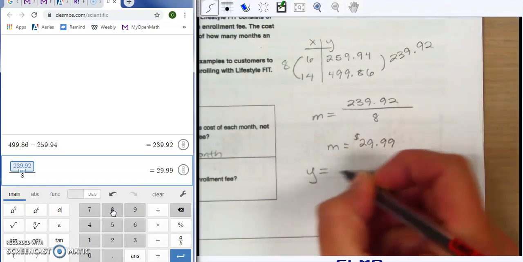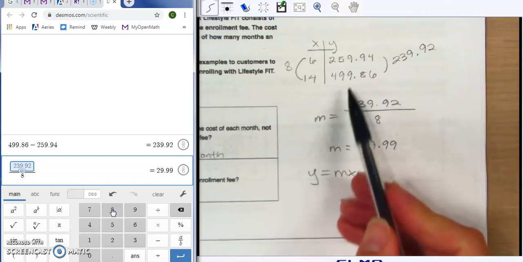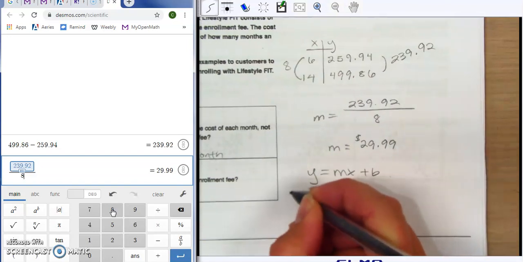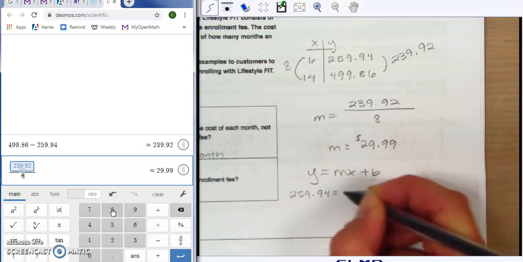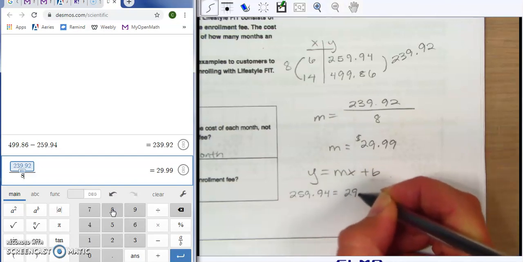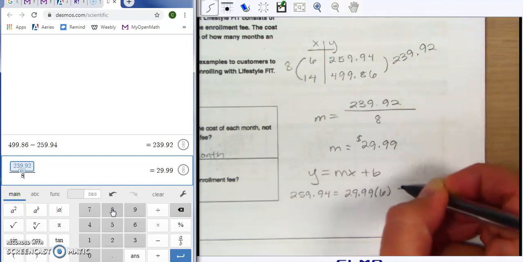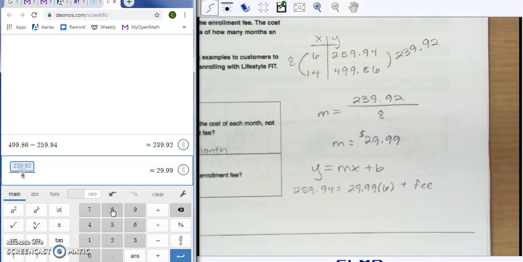And let's figure out that startup fee by plugging in what we know. Remember, we can plug it into y equals mx plus b. Let's choose one of the y values, one of the total costs. Let's see, let's choose this one because it has smaller numbers. So that would be $259.94 would equal the cost per month, $29.99, times the number of months, 6 months, plus whatever that startup fee was. And I'll just call that fee so that we can see where it is.